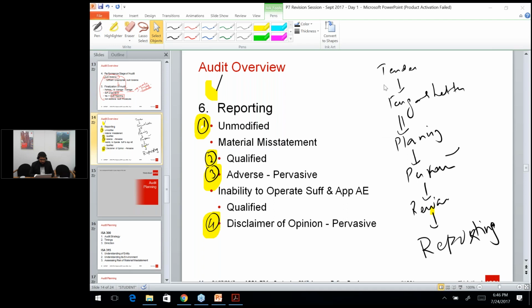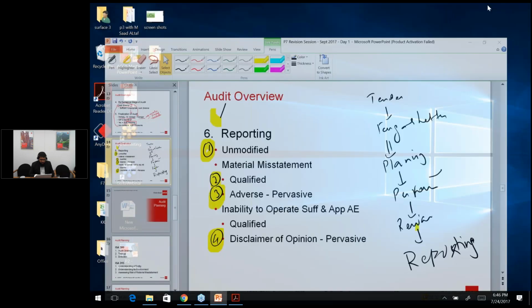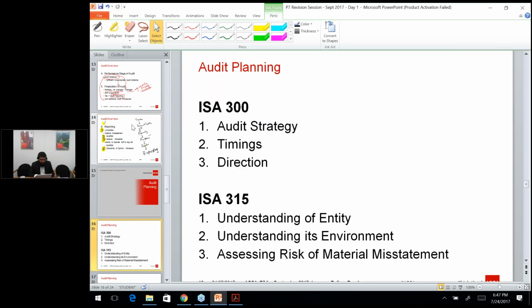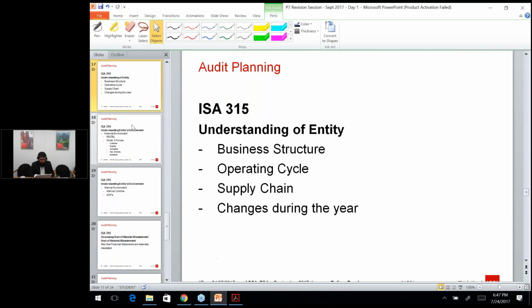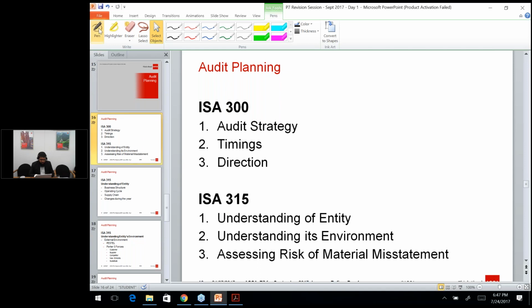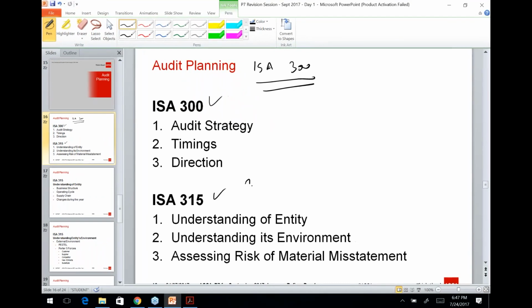So we are actually done with this overall audit overview, what exactly the audit is all about. Now I'm going to move on to the next area, which is the audit planning. So let's start off with what exactly audit planning is all about. As I mentioned earlier, audit planning is covered in the ISA series 300. So ISA series 300 covers the entire audit planning, and ISA 300, 315, 330, 320 all cover the various aspects of the planning stage of the audit.